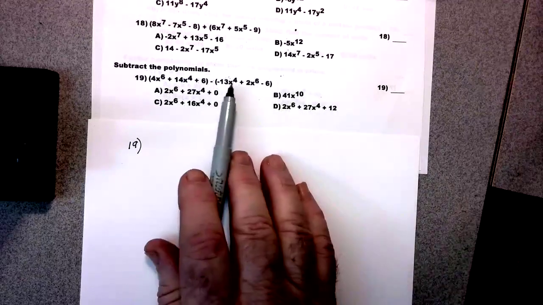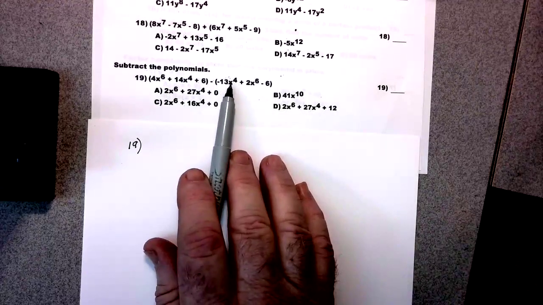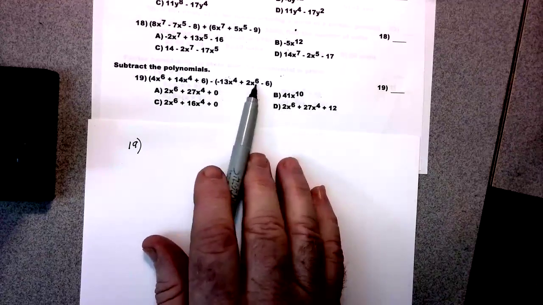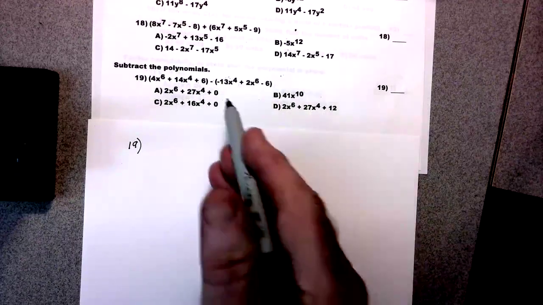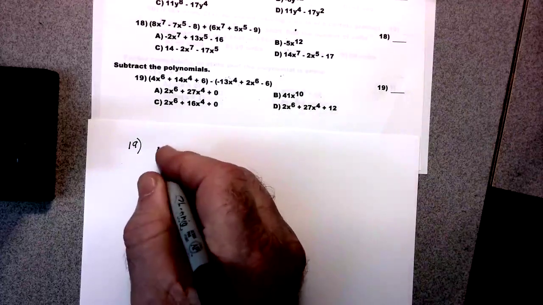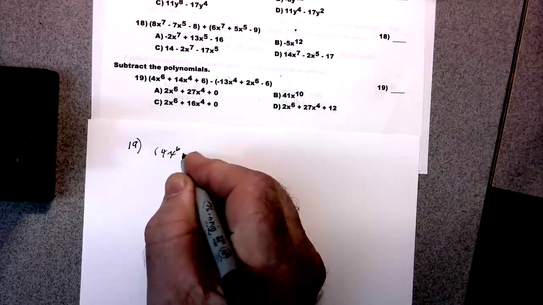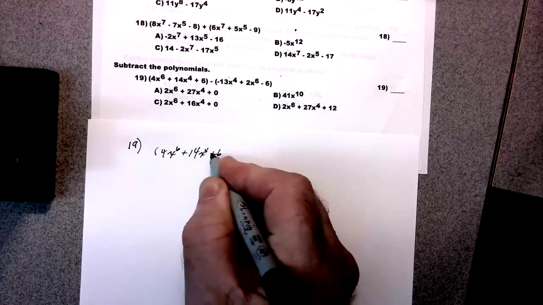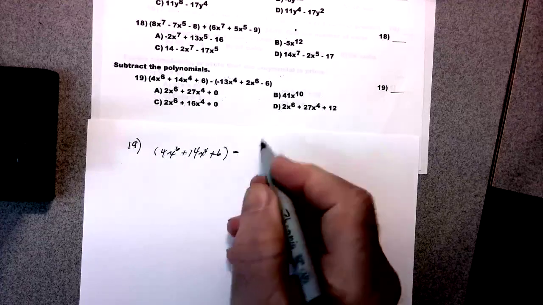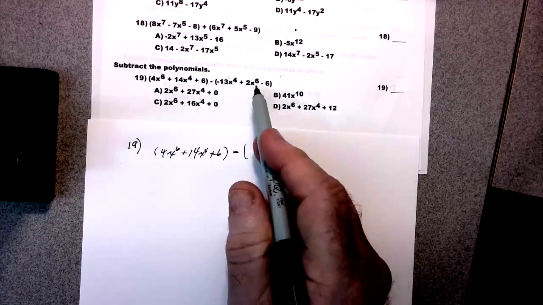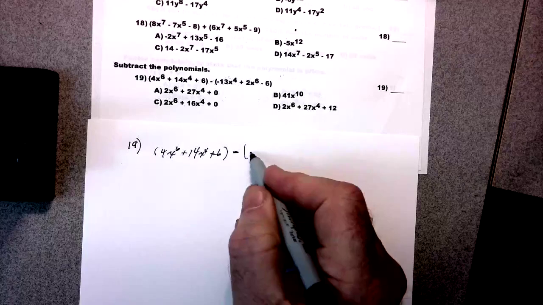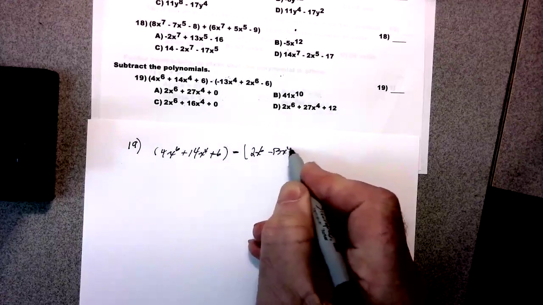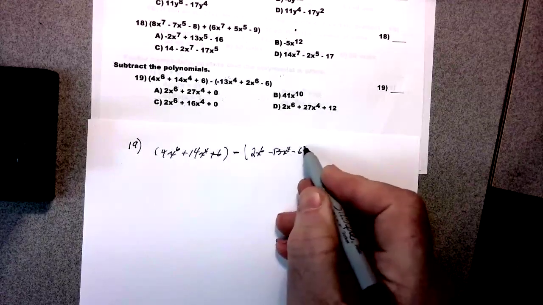However, this one is not in the correct standard form. So why don't we rewrite the second one and get it in the right standard form? I'll just do that as a part of copying down this problem. So here we go. 4x to the 6th plus 14x to the 4th plus 6, taken away, minus. Now this is going to be plus 2x to the 6th minus 13x to the 4th minus 6.